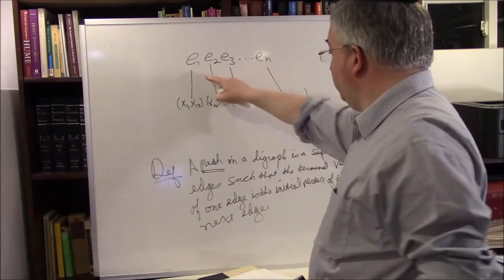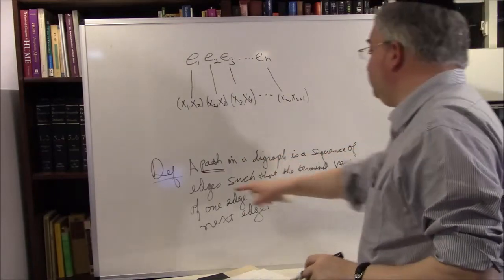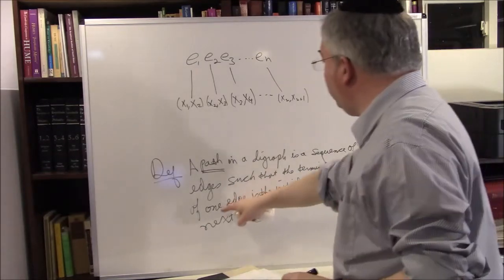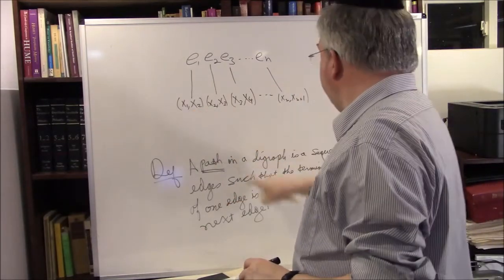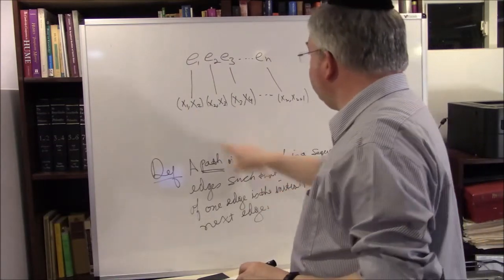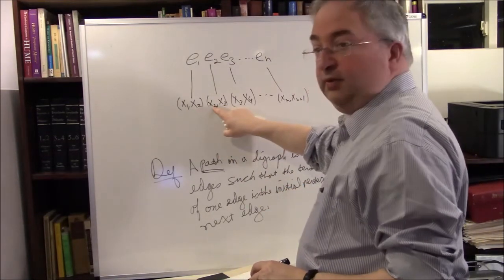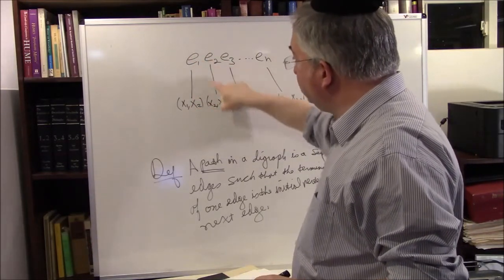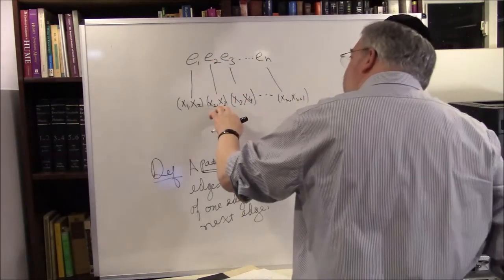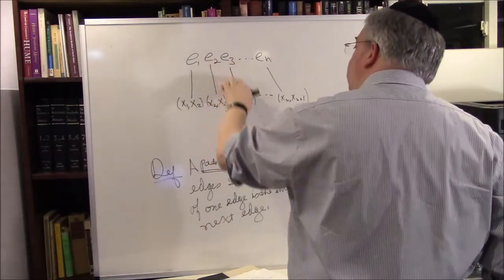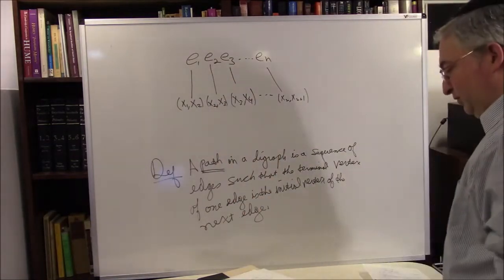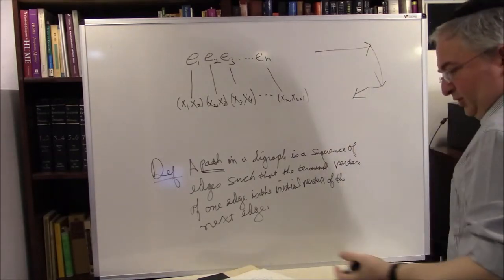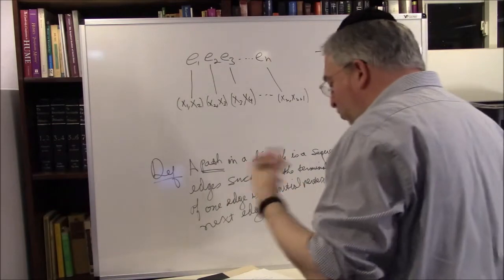Okay, so let's read it. A path in a digraph is a sequence of edges, a sequence is just a linear list of things like that, such that the terminal vertex of one edge, the end of this thing, is the initial vertex of the next edge. x2 is the terminal vertex of E1 and the initial vertex of E2. This is the terminal vertex of E2, the initial vertex of E3. And so you have that. But you know what a path is. It's just you're going along. Great. More definitions.